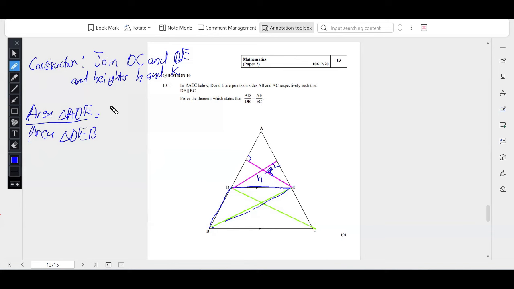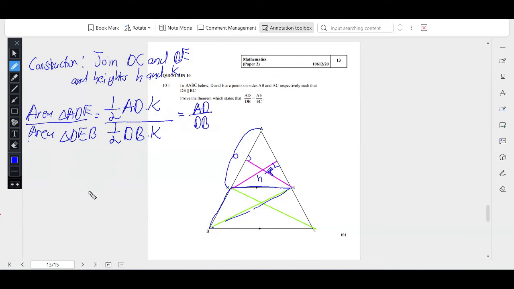This will be half base times height. So half the base of this, in respect to making K the perpendicular height, the base would have to be AD here, and then the perpendicular height is K. Then over half, our base in this case would have to be DB, and then our perpendicular height, K. Now, obviously, the K and the K will divide out, and half will divide out. So we'll only be left with AD over DB. So just like that, we have this first part here.